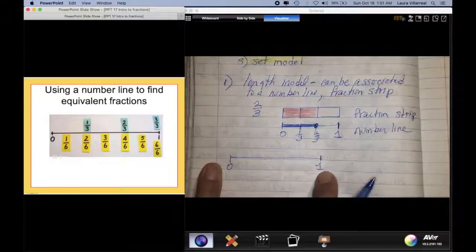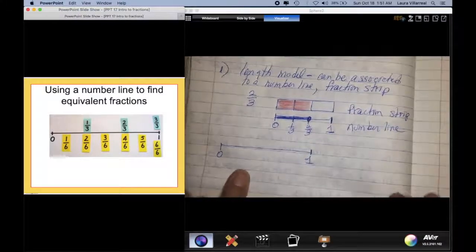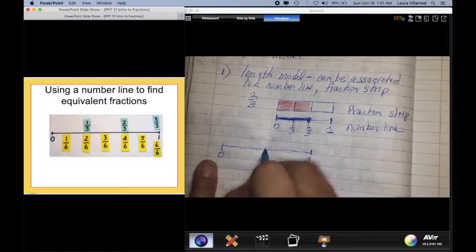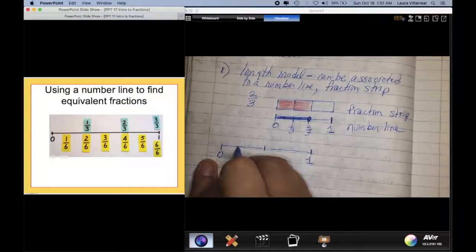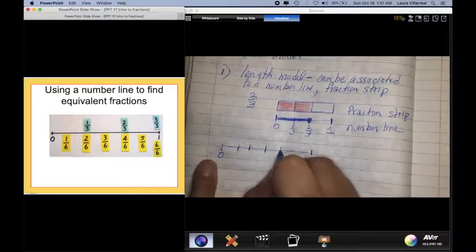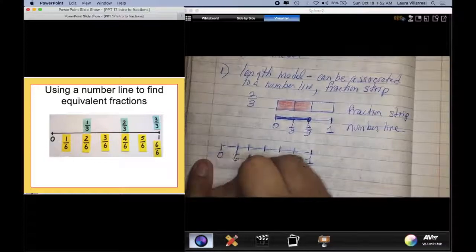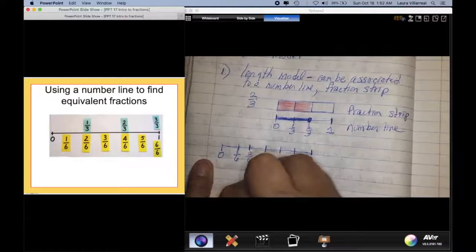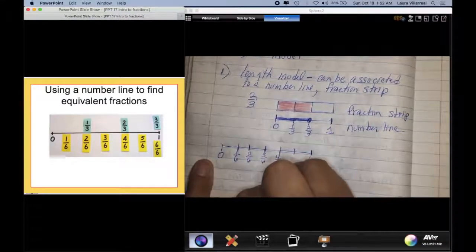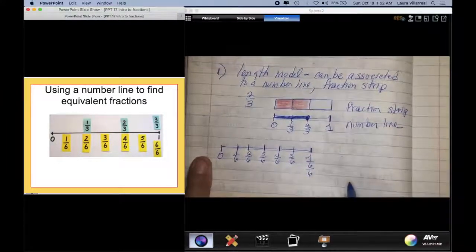I'm going to draw a number line, and I want to show equivalent fractions. So let's look at the 6 over 6. So probably should have made it a little bit bigger. So we're here in the center. So it's 1, 2, 3, 4, 5, and 6. So let's go ahead and label those. 1/6, 2/6, 3/6, 4/6, 5/6, and this is 6 over 6, which is equal to 1.